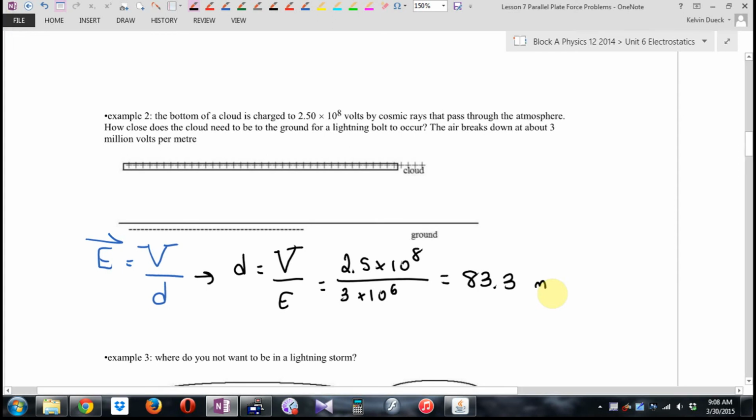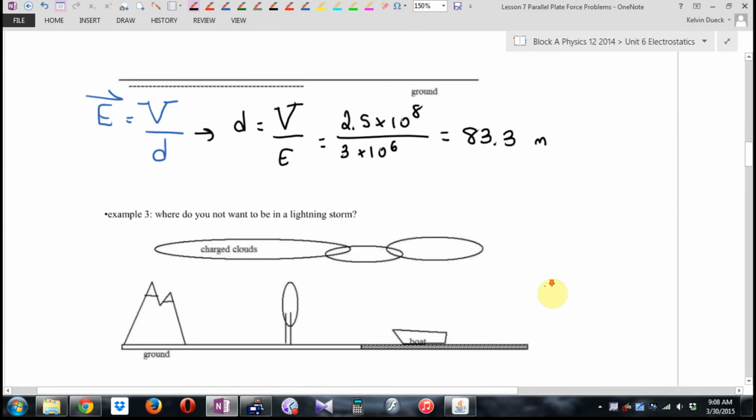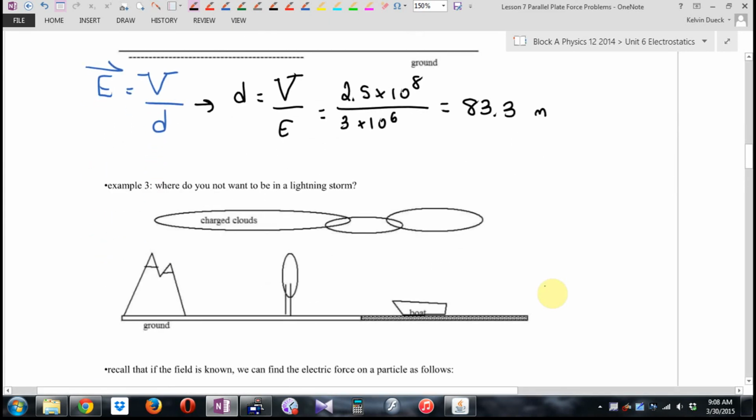This also explains something else. Where would you not want to be in a lightning storm? Why is standing under a tree a bad idea? What does the tree do in terms of the physics? It reduces the distance required for that shock to occur. So this would be a bad place to stand. Oh, I guess that would also be a bad place. Top of a mountain, you've just reduced the distance.